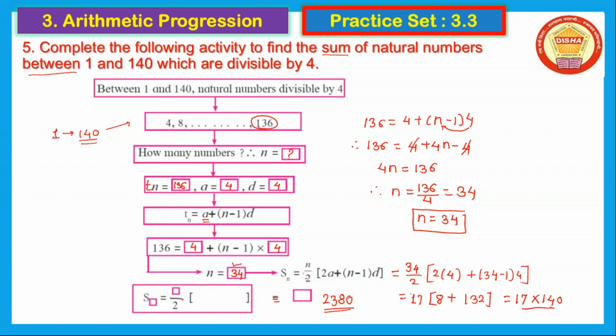Then what we write here? We write 34 as the number of terms, so S34 is 34 upon 2 in bracket 2 into 4 plus 33 into 4. After simplification we get the answer S34 is equal to 2380. And here we completed the examples from practice set 3.3, that is from 1 to 5.